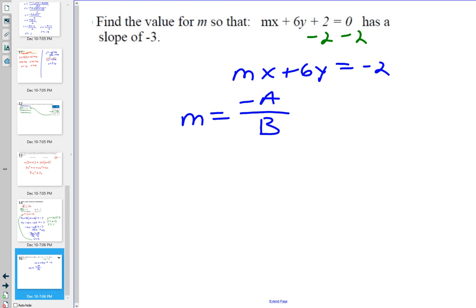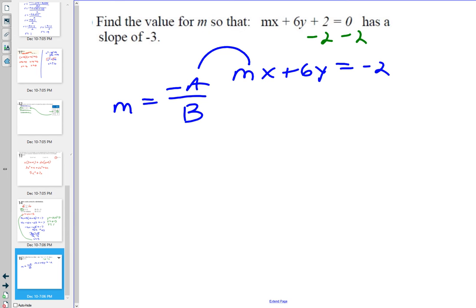Well, right now, if this is in standard form, what is M taking the place of? Of the A, right? So now when I substitute, M is equal to negative A over B. So this M is where the A normally goes. So that's where I'm going to put the M. Then I can put this negative 3 where the slope goes. And then what would go where the B goes? 6. So negative 3 is equal to negative M over 6.